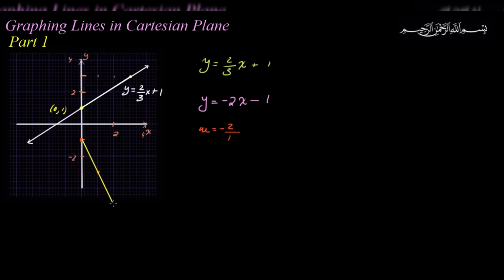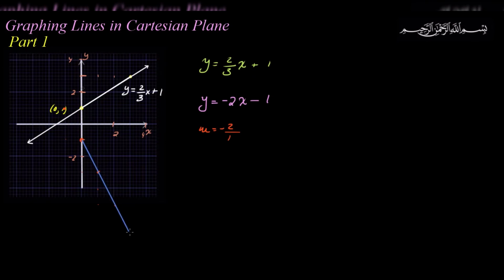If you wanted more points, you could get more points. So you go down 2 over here and over 1 like that. This way, this way, this way. Going left here, up 2, that's another point over here. Then you can connect the line to your heart's content. You can put this in a different color.